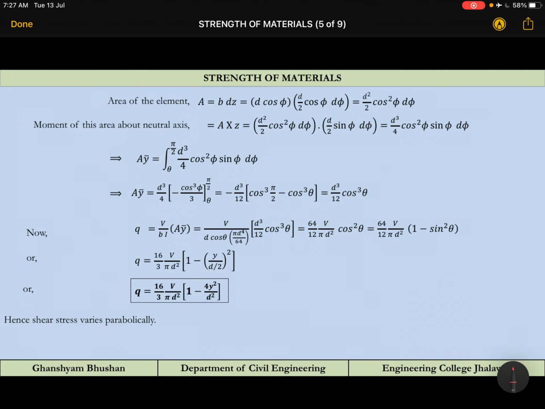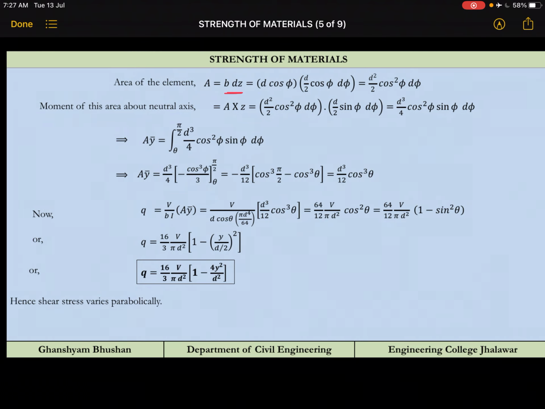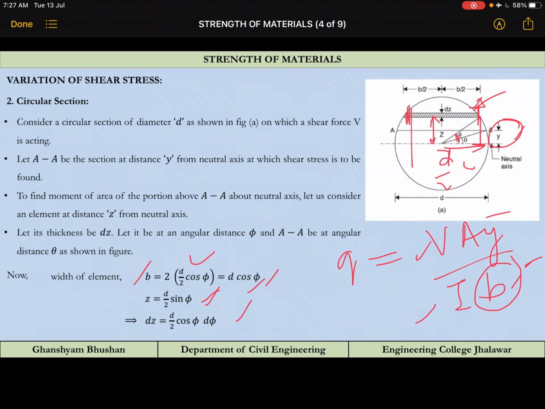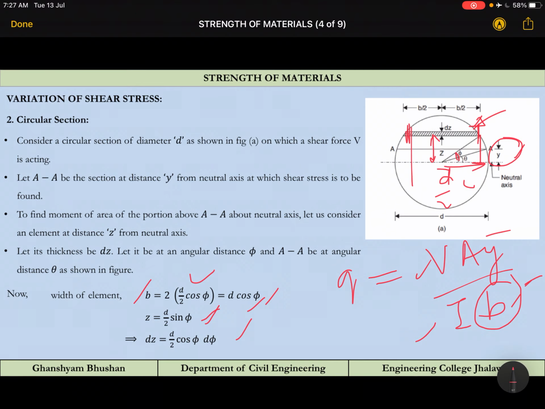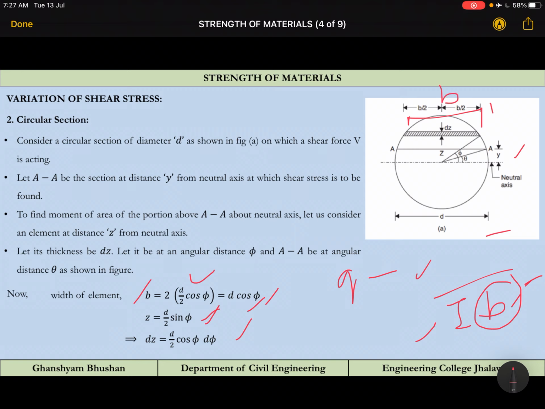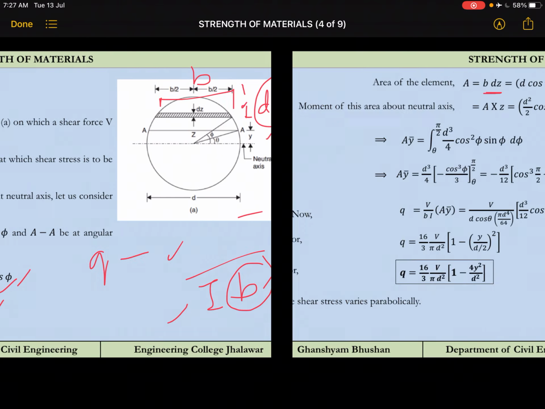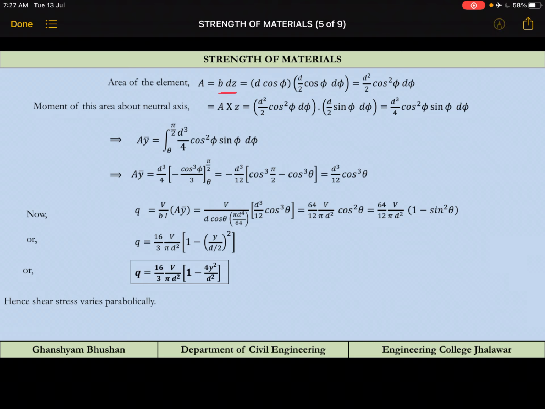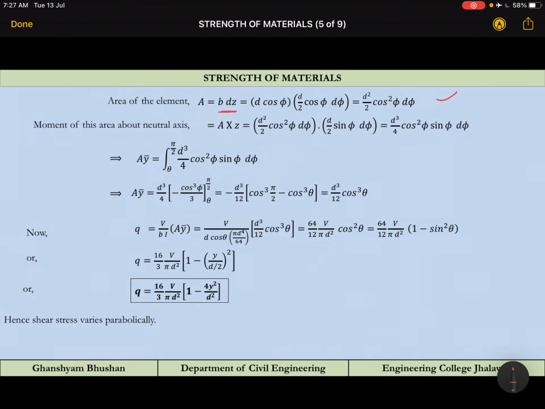So we have to calculate the area. Area of that element is nothing but b into dz. You can see here, the width of the section is, let me just show you, area of the strip is what, this was our b, and this is dz at a distance of z. So b into dz is the required area. We have calculated b and dz both, it is coming out to be d square by 2 cos square phi into d phi.